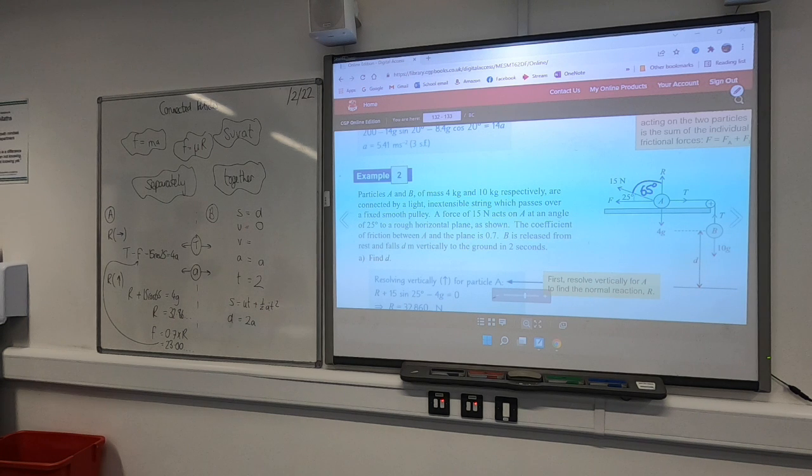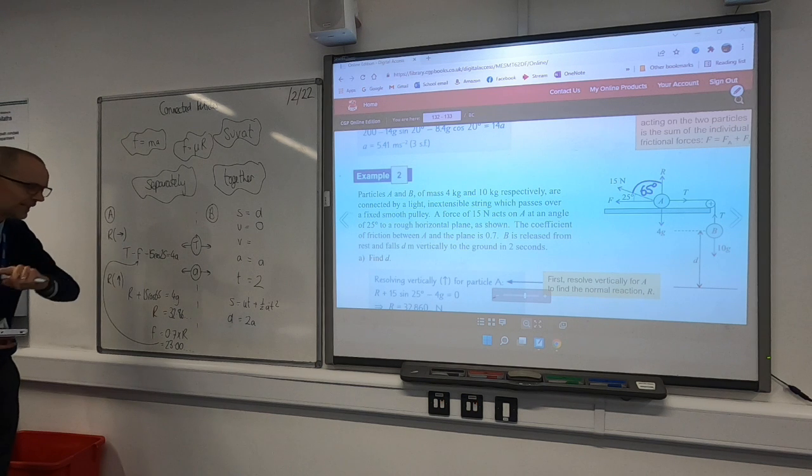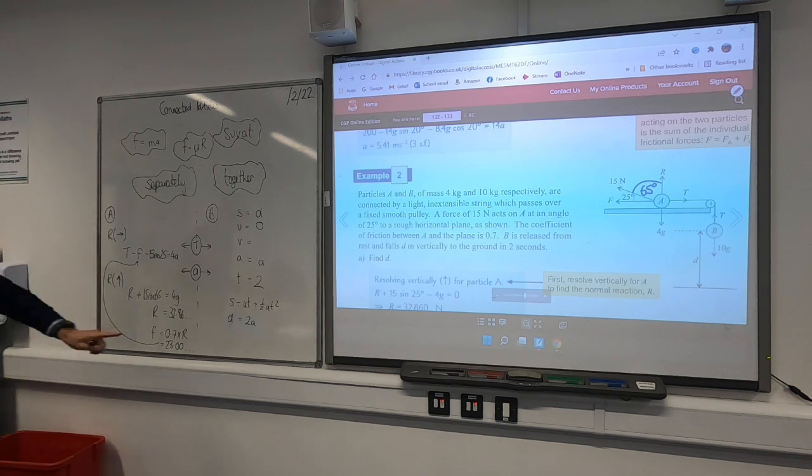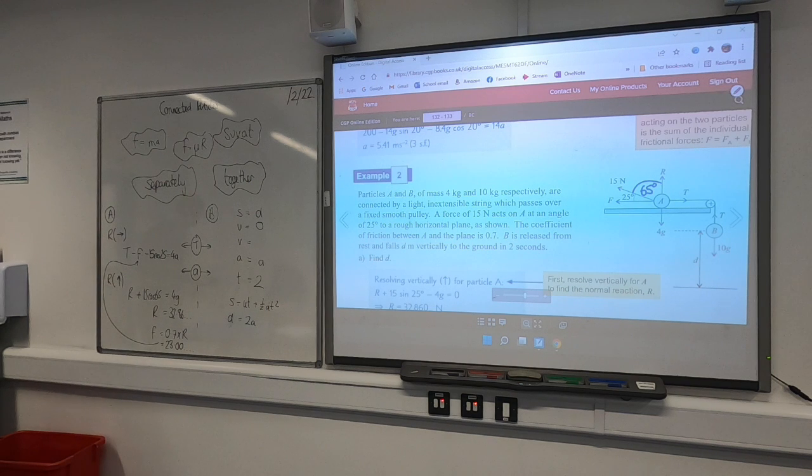but I've still got two missing values. I don't know T and I don't know a. I know that d is equal to 2a, but that still doesn't help me. So what's the thing we haven't done yet? What's the final piece to the puzzle? B. What haven't we done with B?